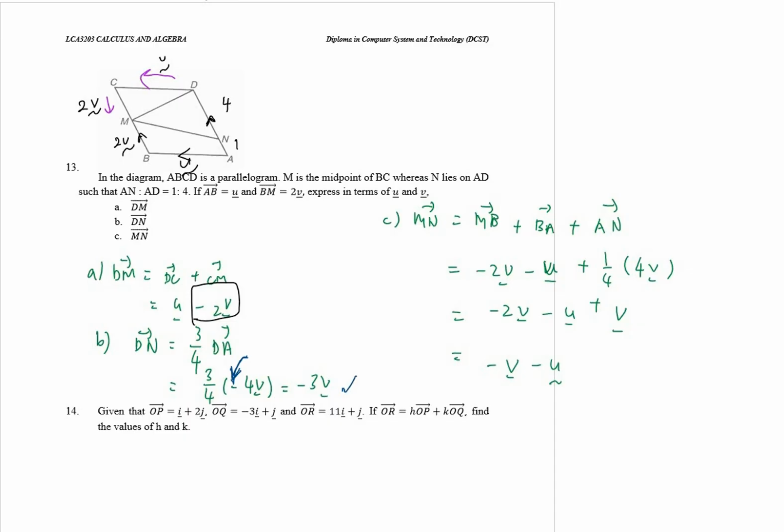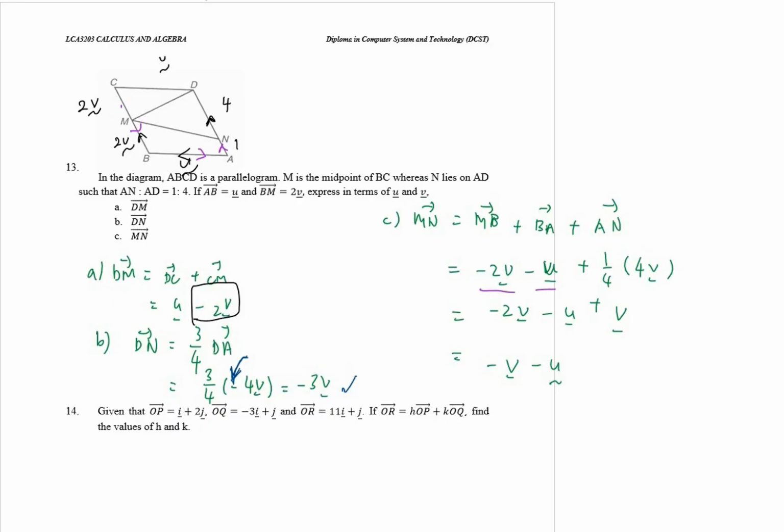Okay, last but not least, MN. So MN, how to get MN? Okay, you have no choice. You need to go one round. So MN is MC. Oh, okay, MB also can. You want to go on top also can. MB, BA, AN. Okay, so MB terbalik loh, negative 2V.